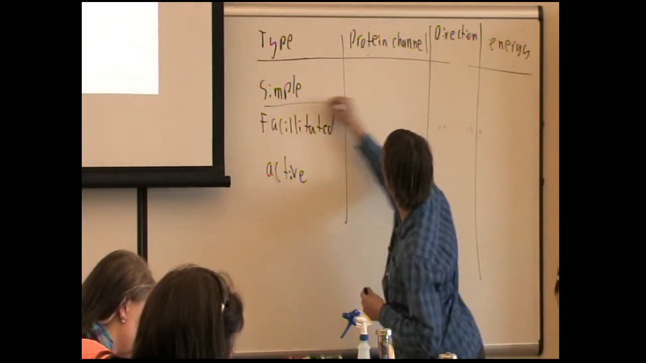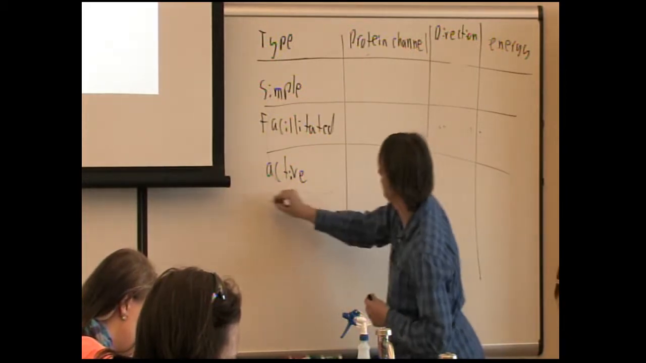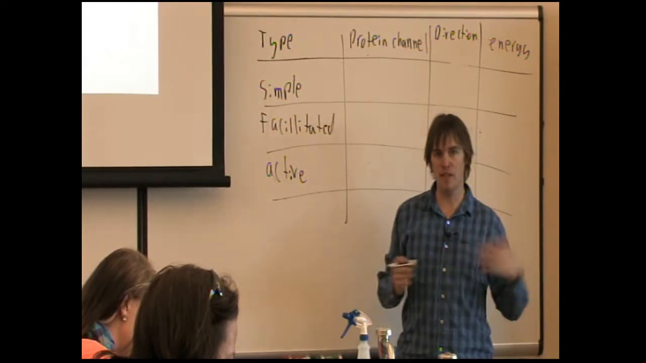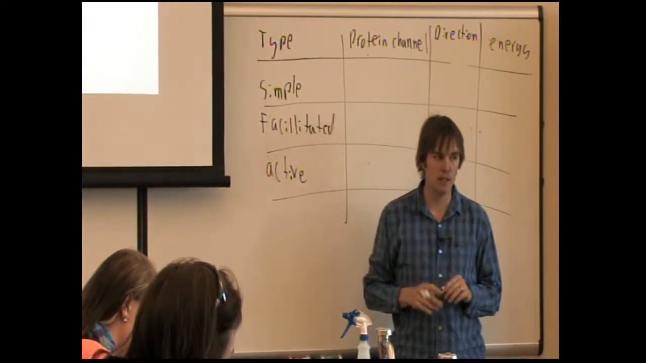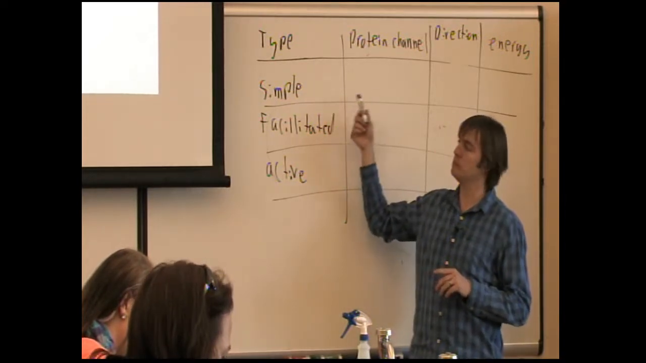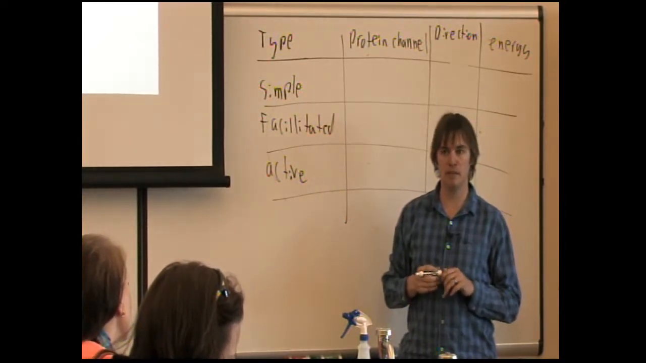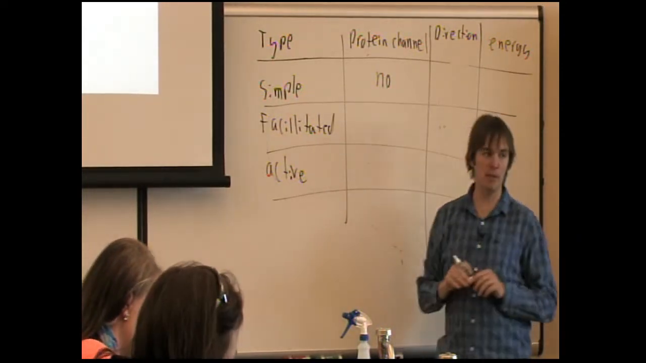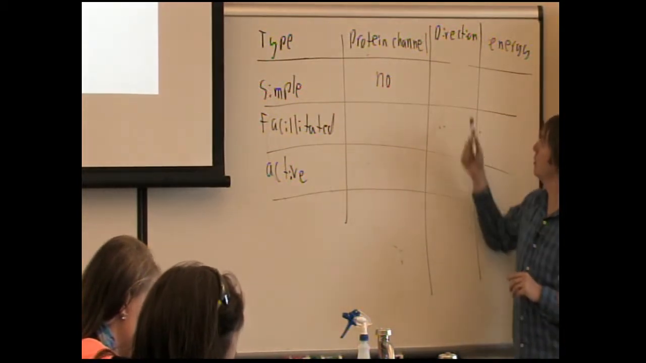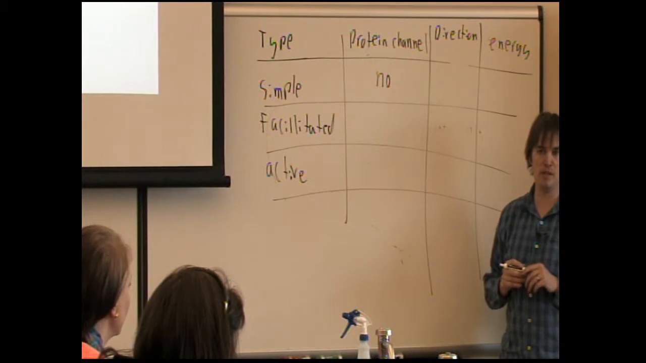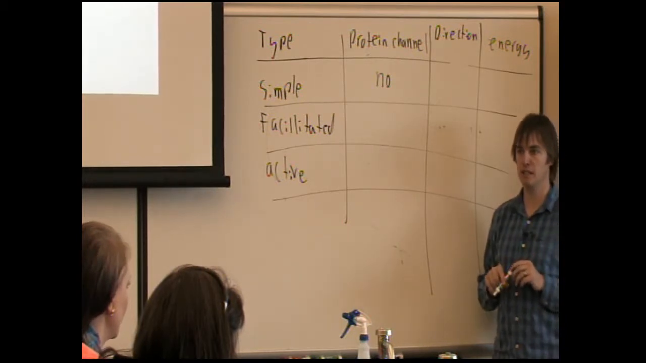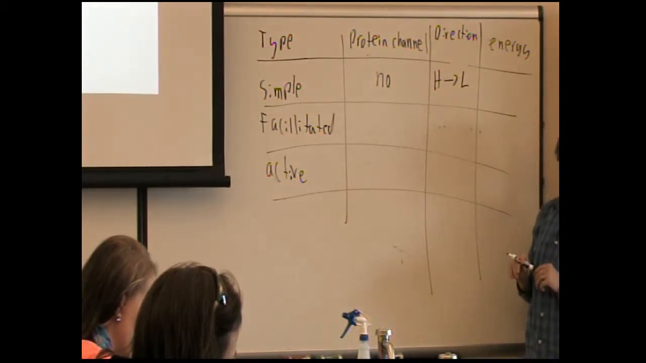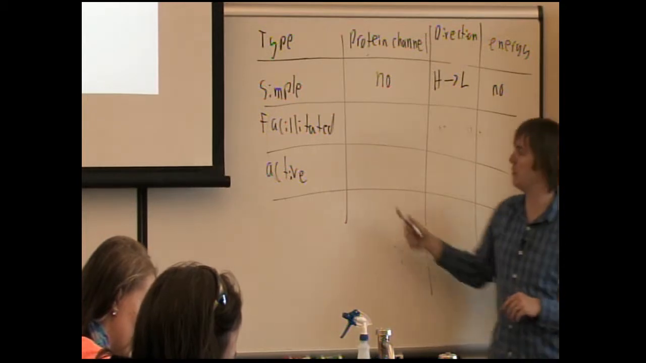All right, so we've got comparing all 3 of these. All 3 of these are ways for the cell to move things in or out. So the first one is simple. Do y'all think there's a protein involved? Yes or no? No protein channels necessary. What about direction? High concentration to low or low concentration to high? So high to low. And does it take energy? No. What about facilitated diffusion?